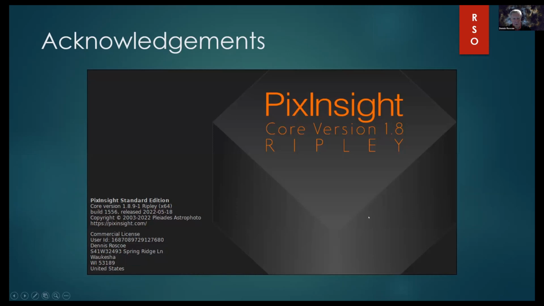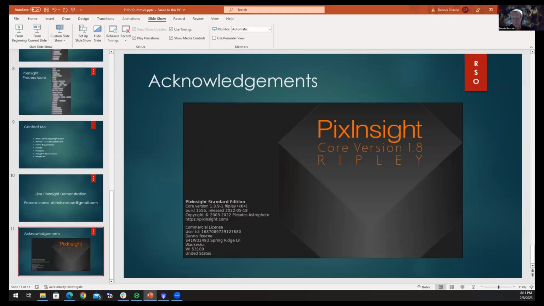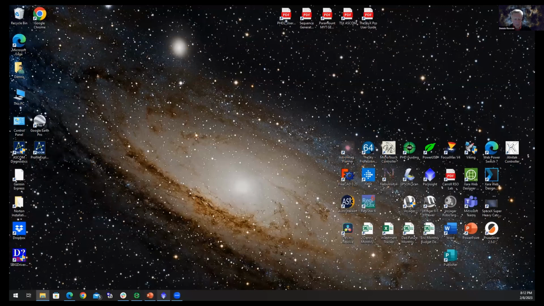Okay, I just need to acknowledge the fact that we are going to be using PixInsight version 1.8, the latest version. There have been some recent updates. There have been some really cool things added to PixInsight, like the new color calibration, the spectrophotometric color calibration, and a lot of other nice advanced things, but that's for another time. Okay. All right, so let me minimize. Any questions about the basic workflow?